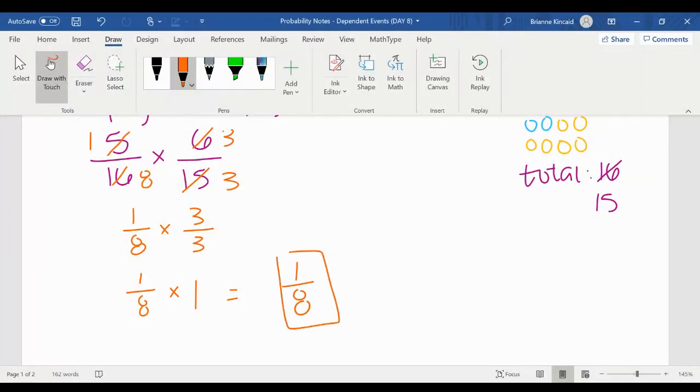You are totally fine to multiply 5 by 6 and get 30, and then do 16 and 15 to get 240, but you're still going to have to reduce in the end, so you want to make sure that you reduce early and often if possible.